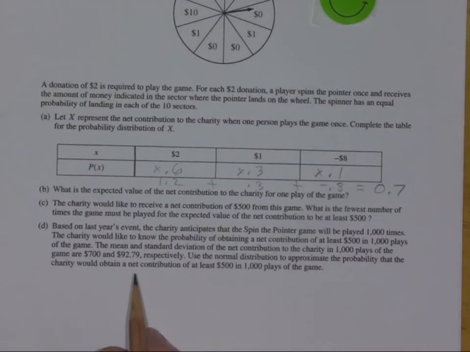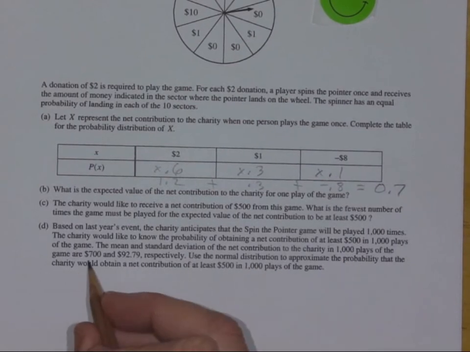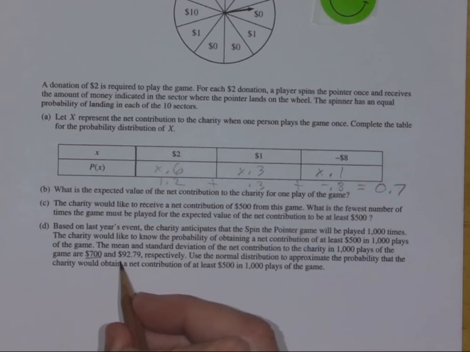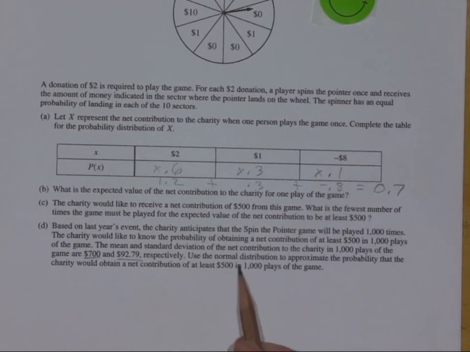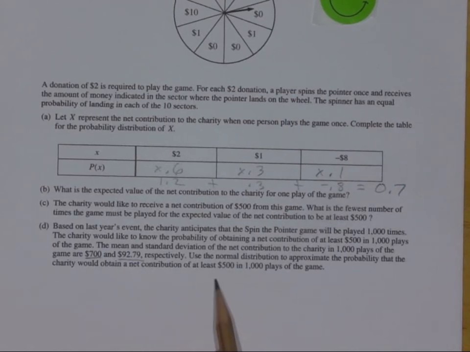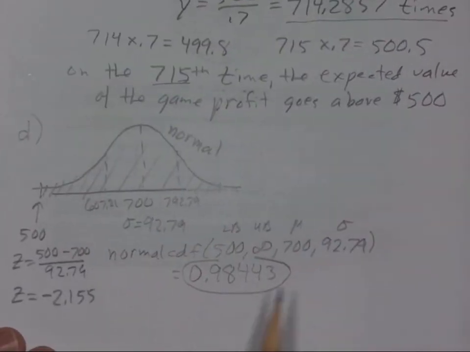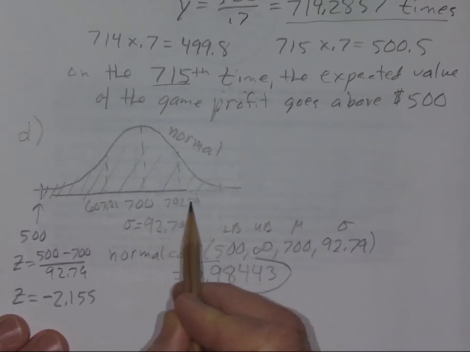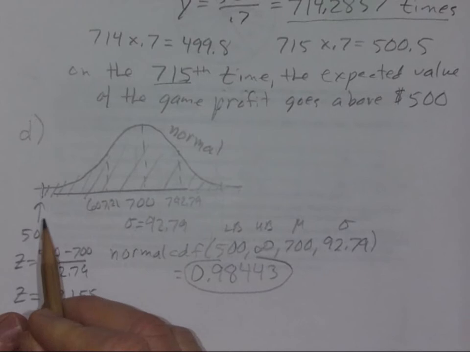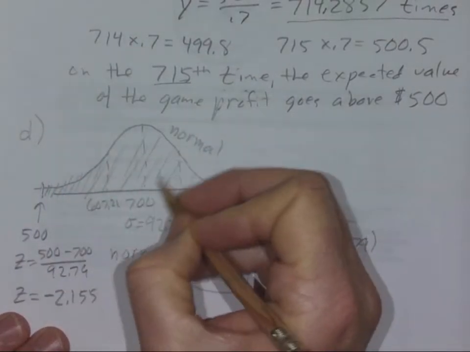And then the last part of this problem asks us to make a normal calculation. It says the mean is 700 and the standard deviation is 92.7. It says use the normal distribution to find the probability you get at least 500. Here's the curve we're working with, a mean of 700, standard deviation of 92.7. So 500 is over here on the left. So it's asking what's the probability we're going to get that or more? And that is the area of this normal curve that is greater than that.